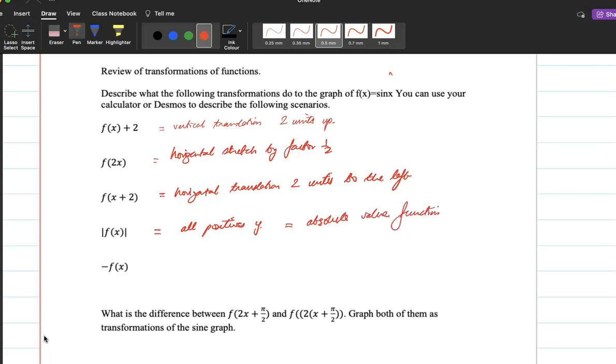Then what is this? Minus f(x)? Below the x-axis. Reflection. Reflection in the x-axis. Yes. Sorry, I used the wrong word. Reflection in the x-axis.